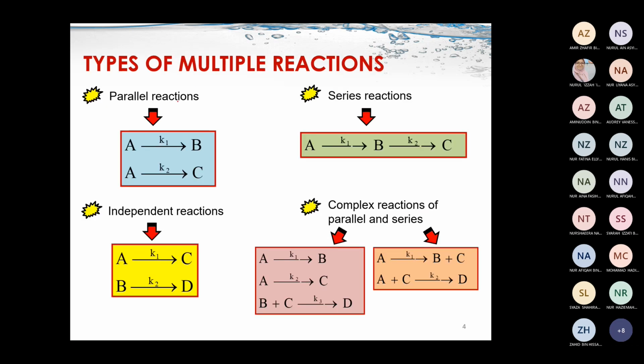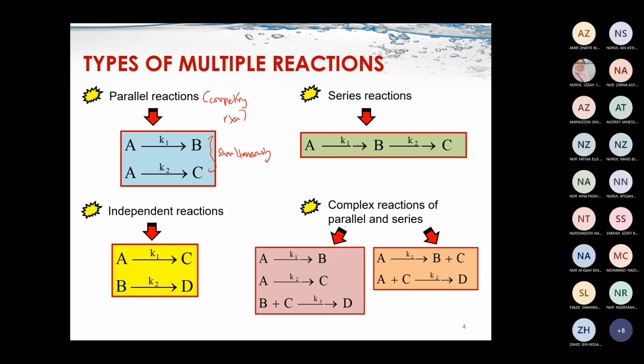So these are parallel reactions, or we call them competing reactions. They compete with each other, whereby the same reactant produces different products. Here, reactant A forms B, and reactant A forms C, each with its own rate constant. These reactions happen simultaneously, at the same time.